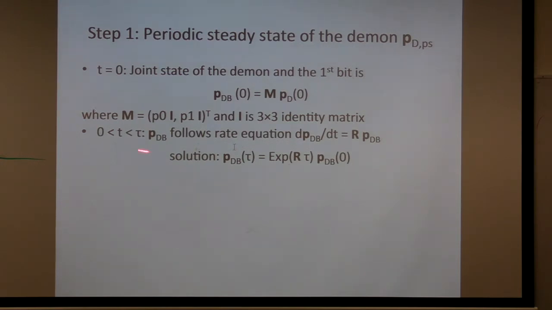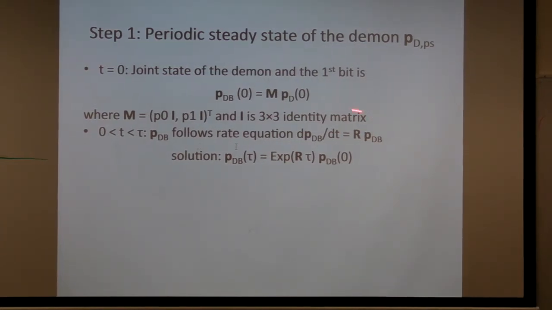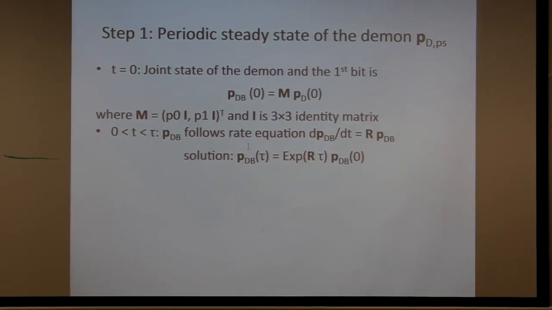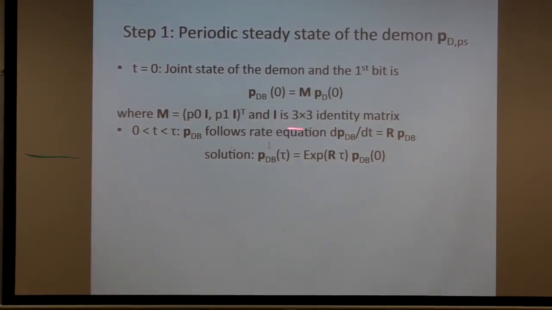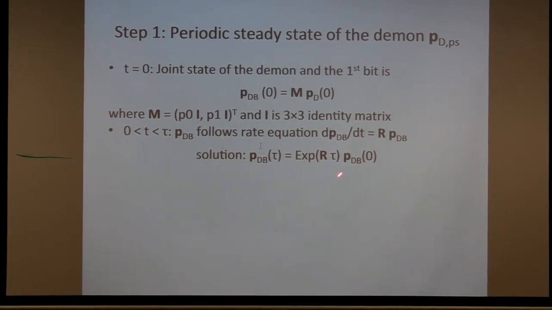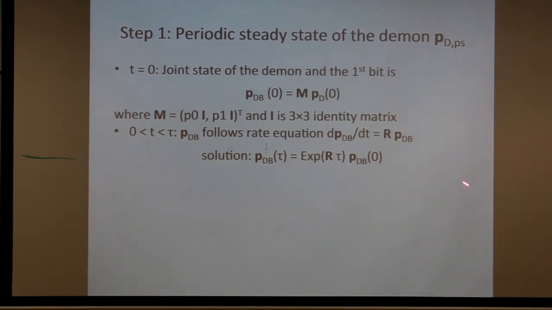What happens after that? For the next time period, it evolves according to the rate equation that I had shown for the 6-state system. This is the equation, and I give the elements of R, and the solution, at least formally, is given by this. You have to exponentiate R times tau and multiply the initial state.